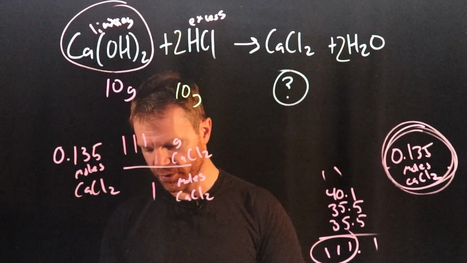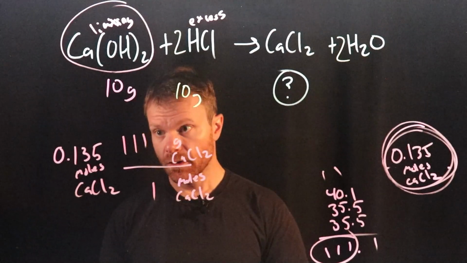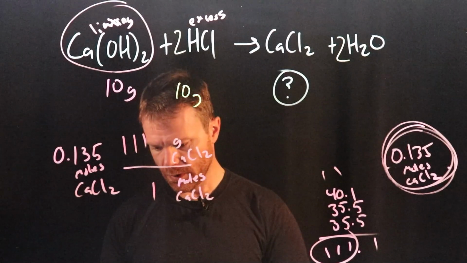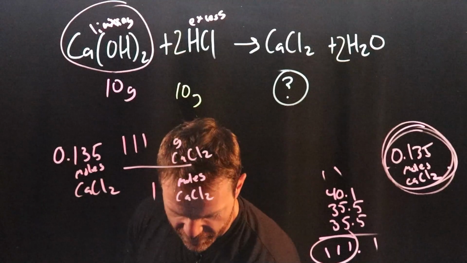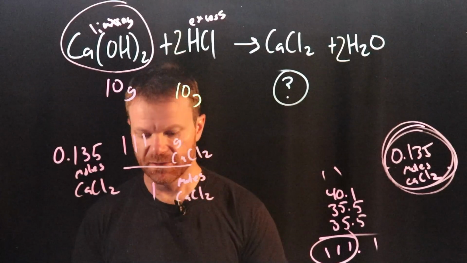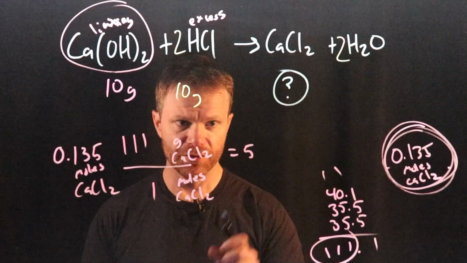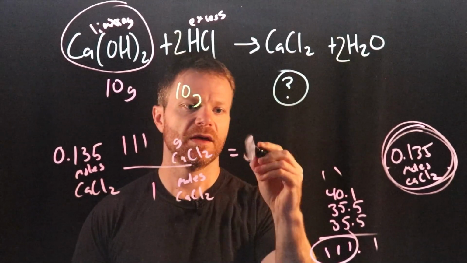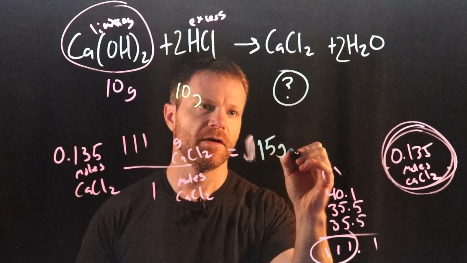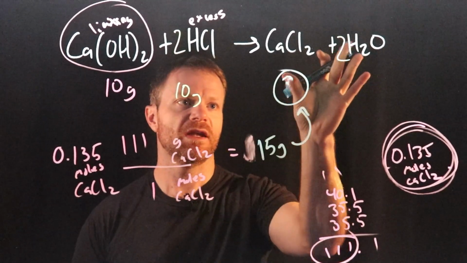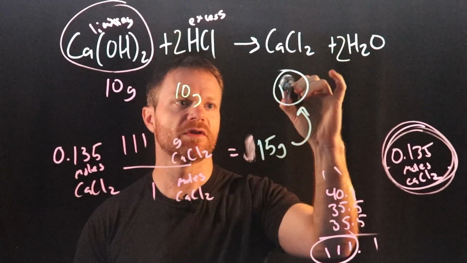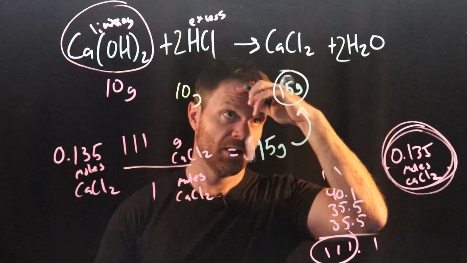And so 0.135 moles times 111 is roughly 15 grams. I guess we'll do that in blue to be in keeping with the pattern we've got up above. 15 grams. And now we don't have a question mark anymore. We can just put in 15 grams. Okay.